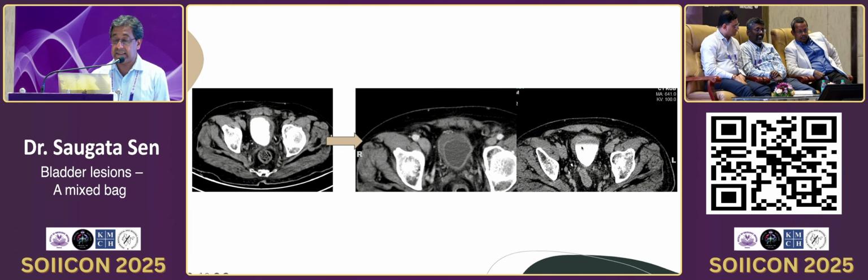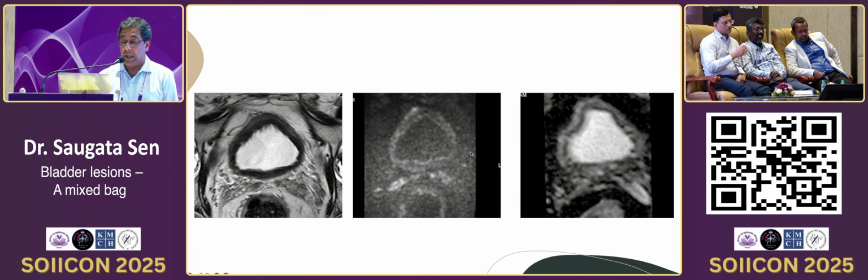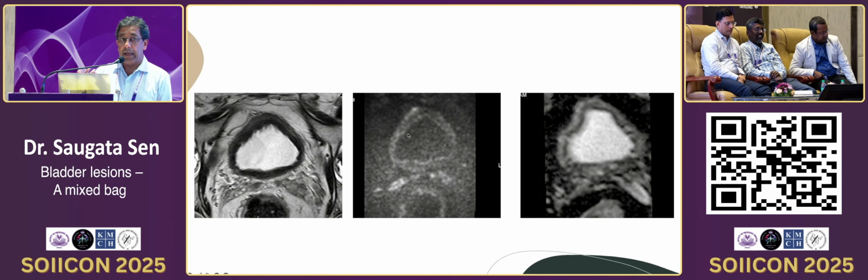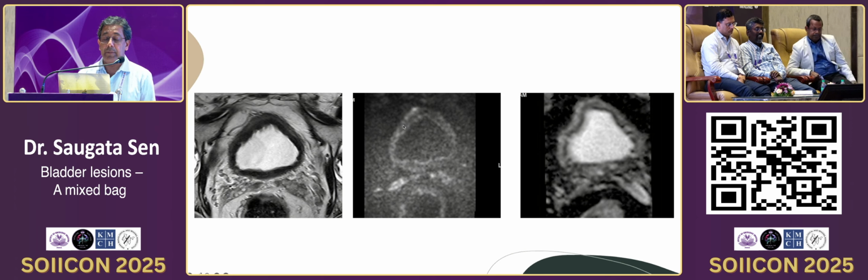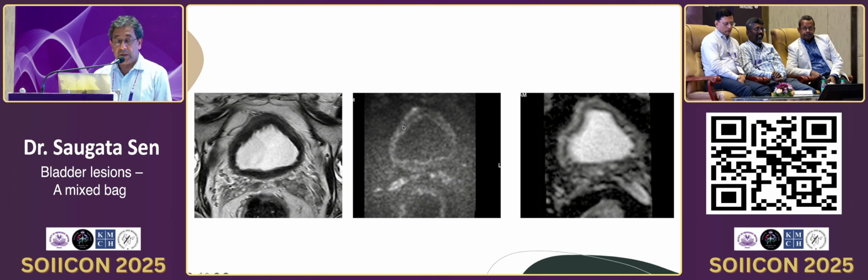With experience, you might say, of course, this is TURBT change, but to be very sure, you can do MR, you can do a T2 as well as the diffusion, and in the higher B values, if you are not seeing any bright signal on the bladder wall, it's unlikely that you have a tumor. So this is one technique by which you can differentiate.